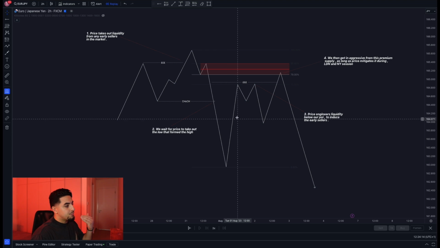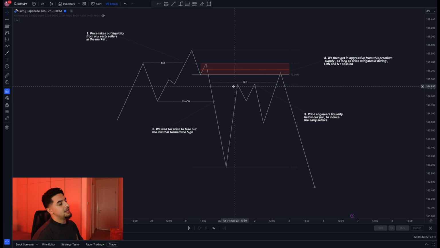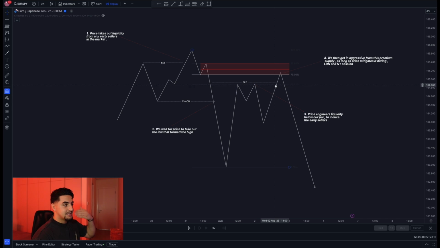Once price begins to pull back, we would like it to form some areas of liquidity. We would like it to engineer some form of equal highs, trend line liquidity. In a buy scenario, it could be double bottoms, it could be a bullish trend line, it could be the Asian range. Any form of liquidity that is engineered below our POI is what allows us to go in aggressively off of our area. So in this scenario over here, price engineers these double tops, which it then later takes out.